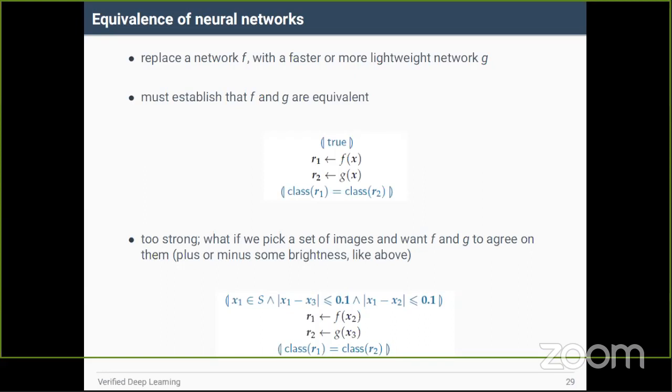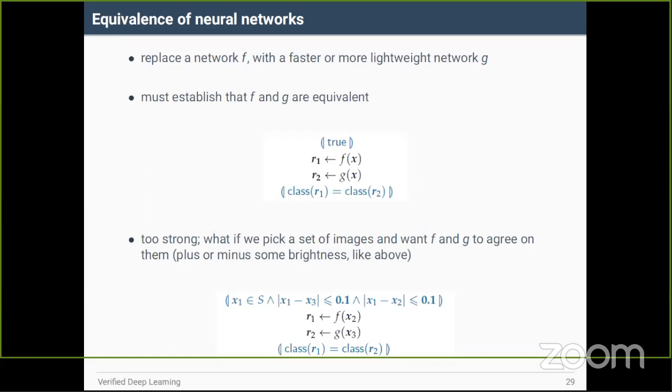This property might be too strong, right? Two networks in general may not behave exactly the same, and therefore this kind of specification may be too strong. Can we work with a slightly weaker specification, which is not as strong as this? You started with nothing as your precondition, it was just true. So basically, there was no precondition, and you wanted the two networks to behave exactly the same, which is too strong. So let's try to see if we can make it slightly weaker.